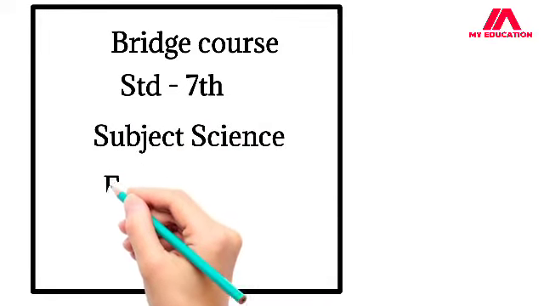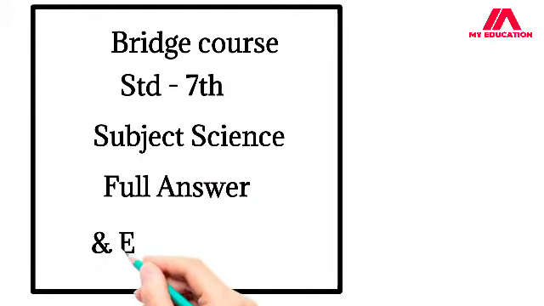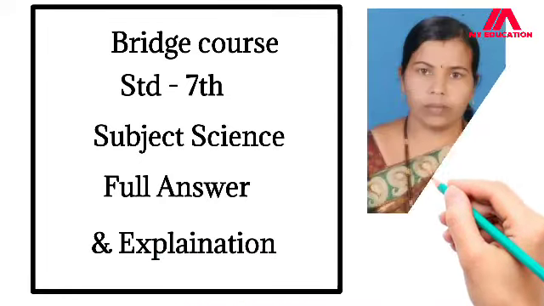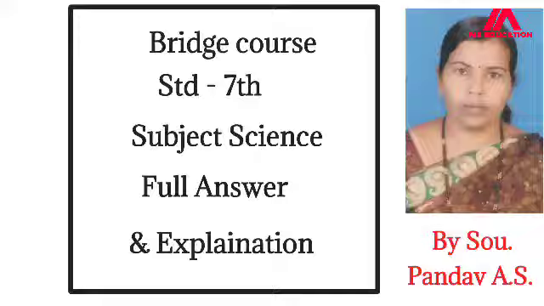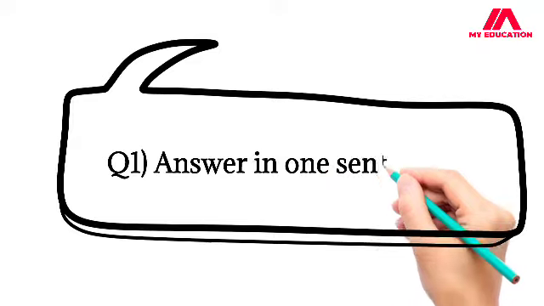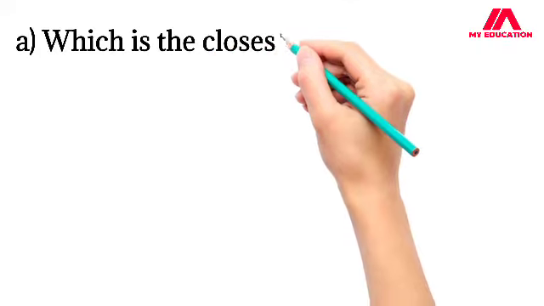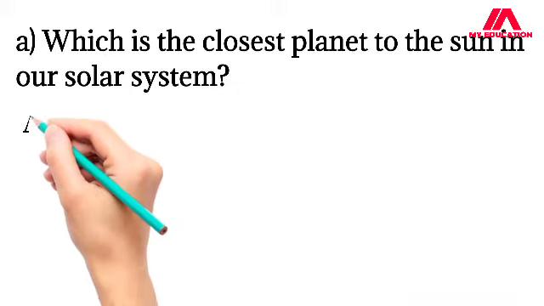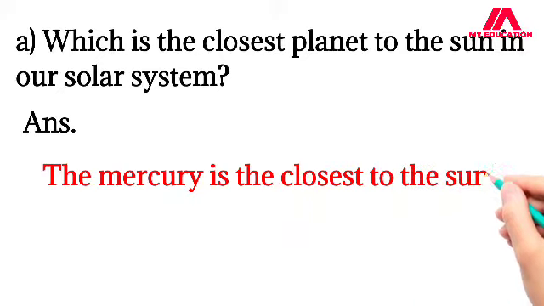Bridge course Standard 7th, Subject Science, full answers and explanation. Question first. Answer in one sentence. A. Which is the closest planet to the Sun in our solar system? Answer. Mercury is the closest to the Sun.